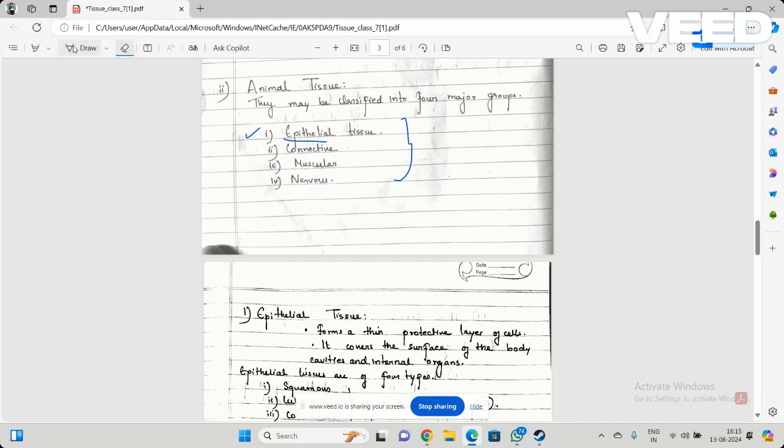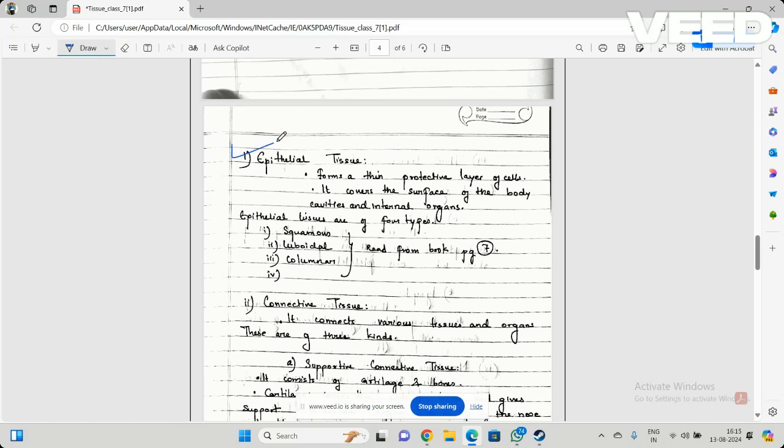First of all, epithelial tissue. What is epithelial tissue? It forms thin protective layers of cells, the skin cells. That is the skin. It covers the surface of the body. The skin is covered by the epithelial tissue. The surface of the body is covered by epithelial tissue only.